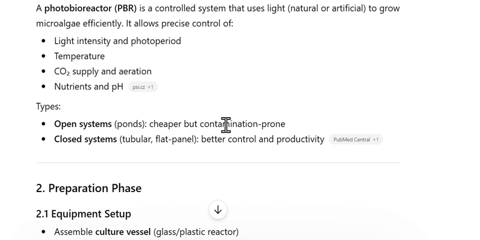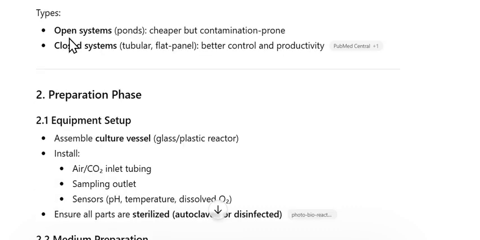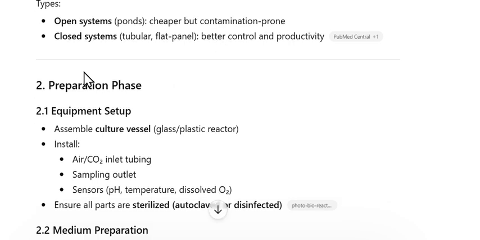There are two types of photobioreactor system. One is the open system, which is considered a pond or raceway cultivation system. They are easy to construct and also cheaper, but contamination is the major problem of those kinds of systems. In contrast, closed systems, which are tubular, flat panel, or even columnar bioreactor systems, have better control of productivity, as well as better control of physical parameters.